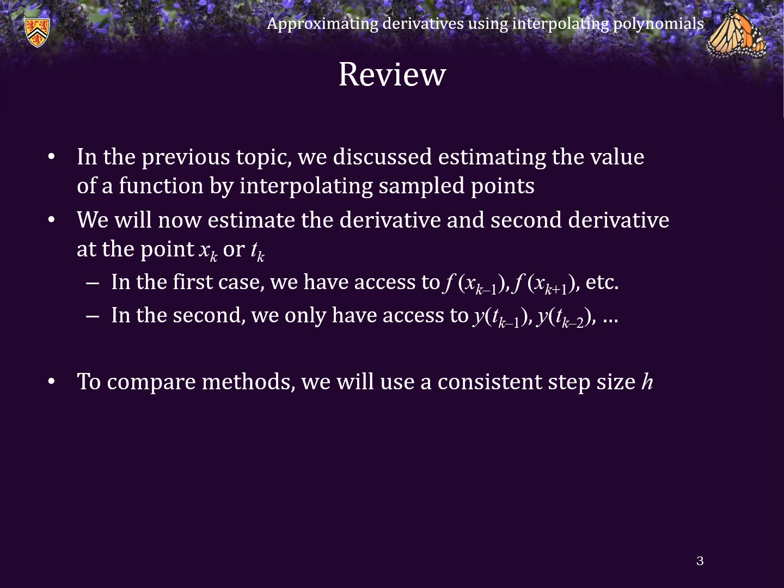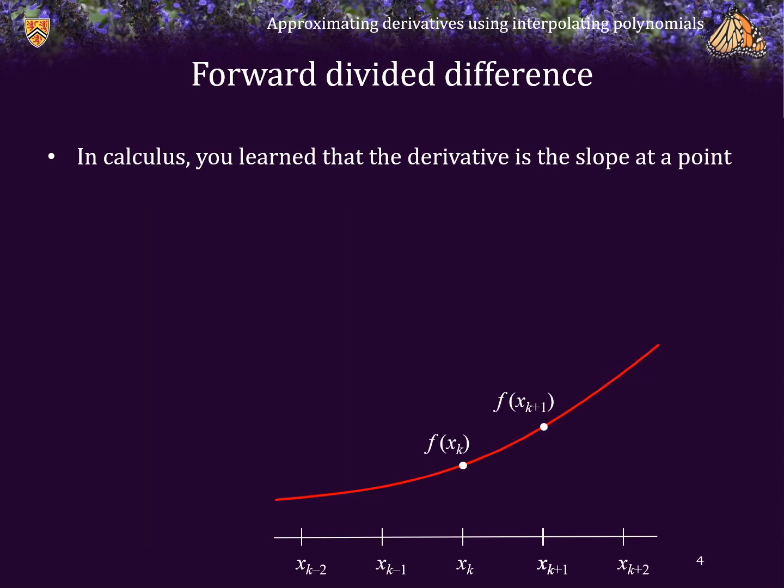Now, we're going to be comparing different estimators of the derivative, and so we're going to have a consistent step size h. Thus, while normally we would use t sub k is equal to t naught plus k times delta t, for this topic we're going to stick to t sub k is equal to t naught plus k times a step size of h.